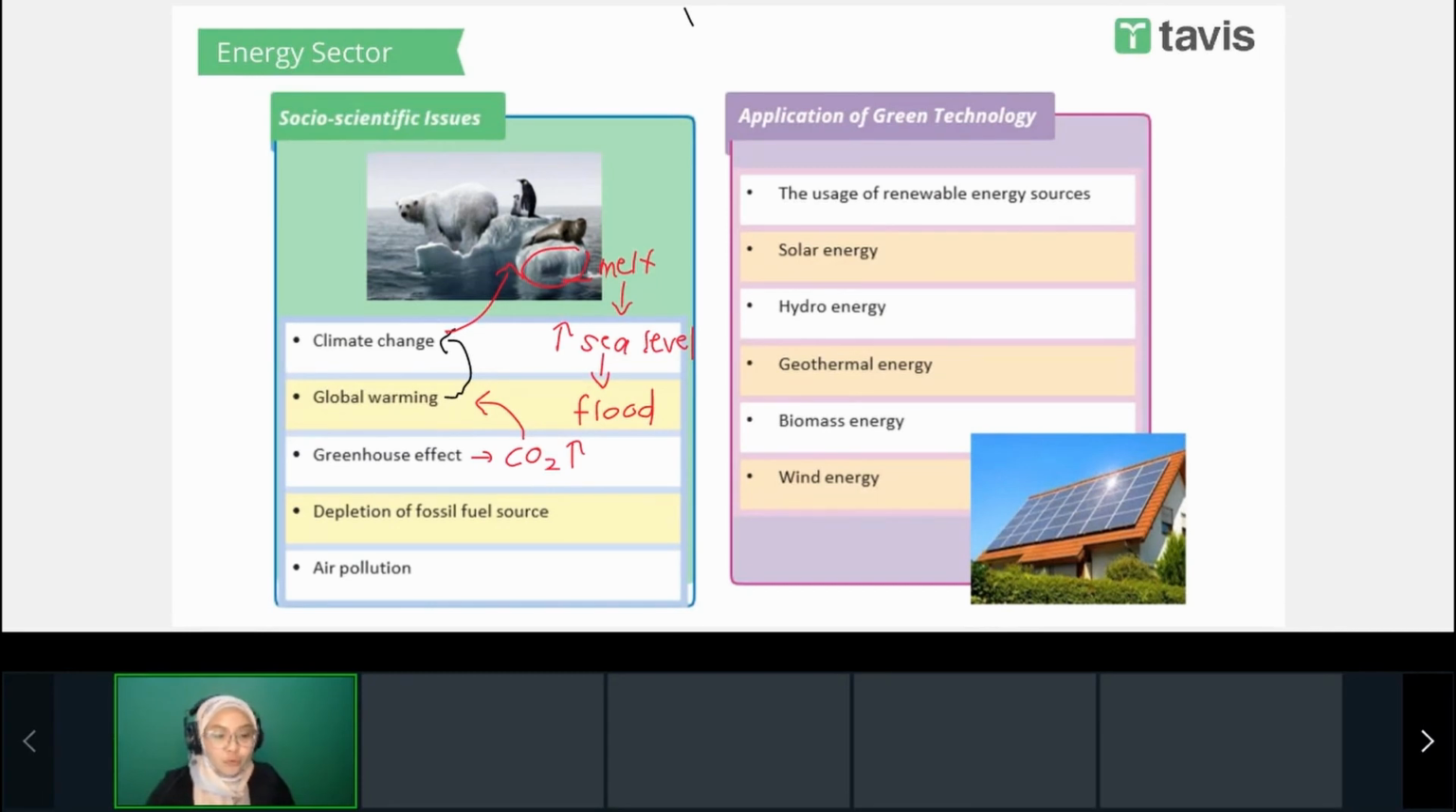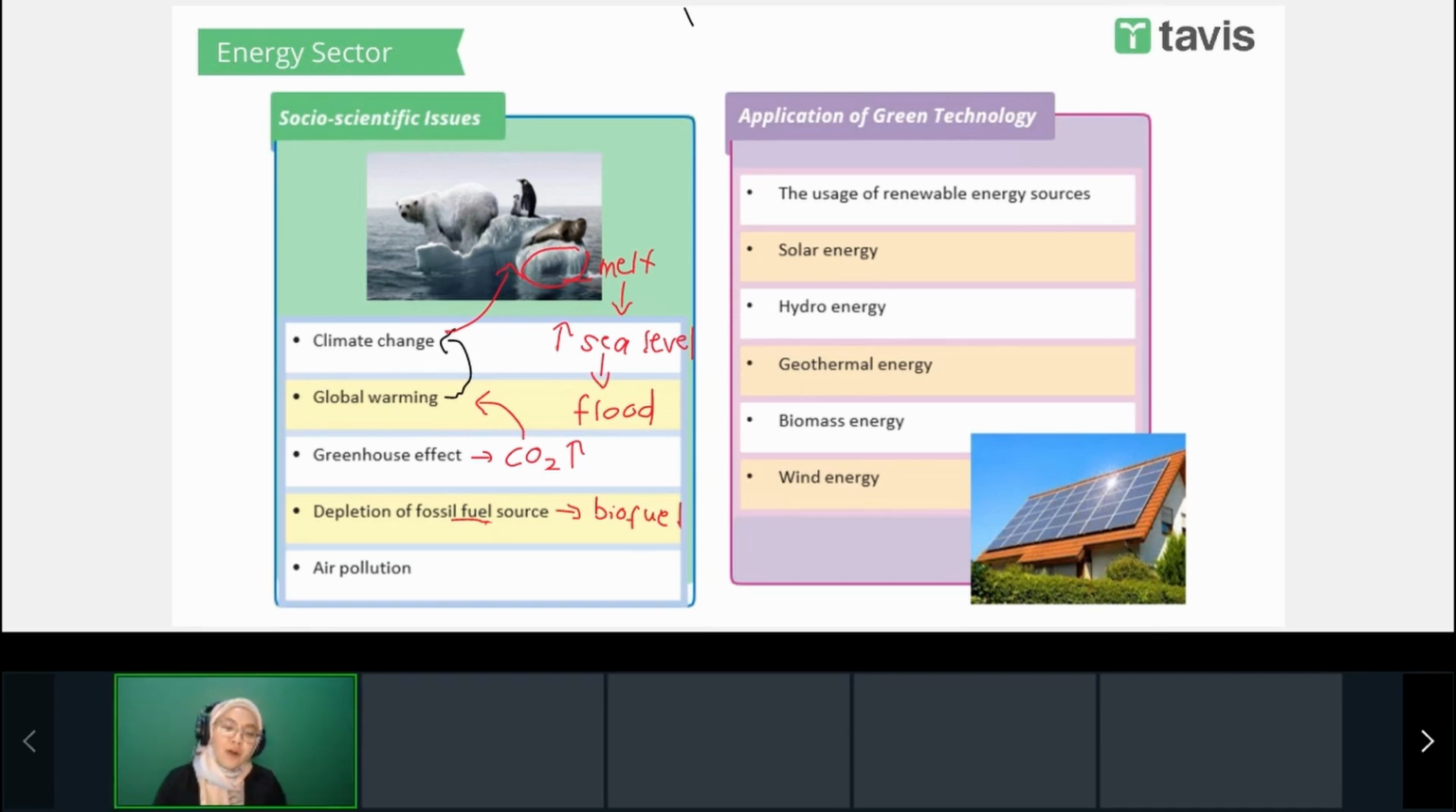Okay, now let's move to the next column, which is the depletion of fossil fuel. In terms of energy, we depend on petrol, which is a non-renewable energy. We are using a lot of petrol and diesel without knowing that one day those sources of petroleum will be finished. If it's finished, what are we going to use to make our car move? So that's why we should overcome these socio-scientific issues by replacing the fuel with biofuel.